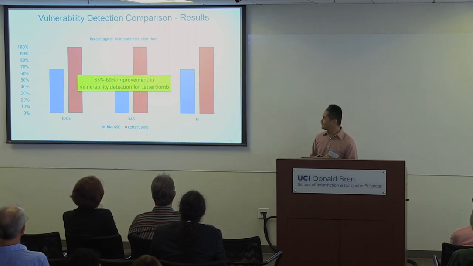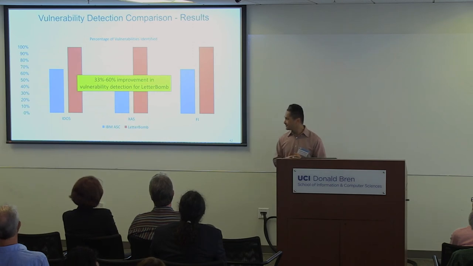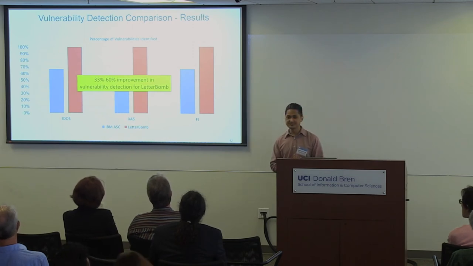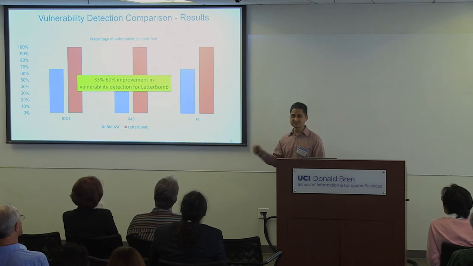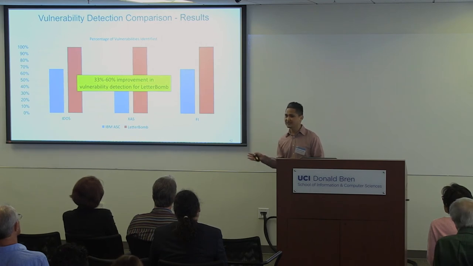And so what we found is that Letterbomb can obtain a 33 to 60% improvement in terms of vulnerability detection over IBM Ask. And recall that Letterbomb is the first technique that actually automatically produces exploits and detects them for Android. And so IBM Ask doesn't actually do that.